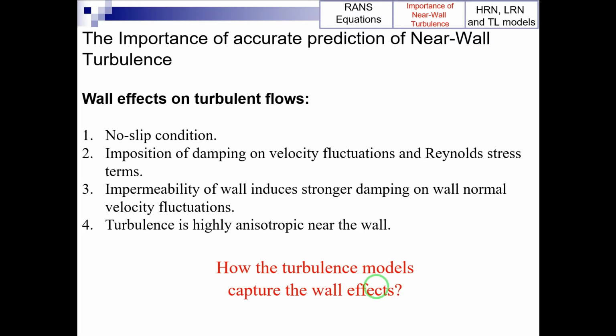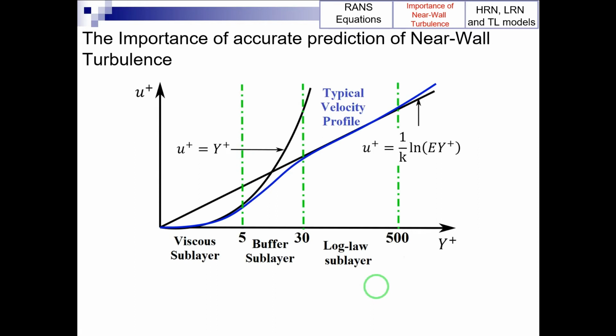Before answering this question, it is worthy to mention that experiments and mathematical analysis have shown that the inner region of the boundary layer next to a wall can be split up into three sublayers: viscous sublayer, buffer sublayer, and logarithmic sublayer or log-law sublayer as shown in this figure, okay? To define the extent of these sublayers, the non-dimensional wall distance y plus, which is defined here, and the non-dimensional velocity u plus, which is defined here, can be used, okay?